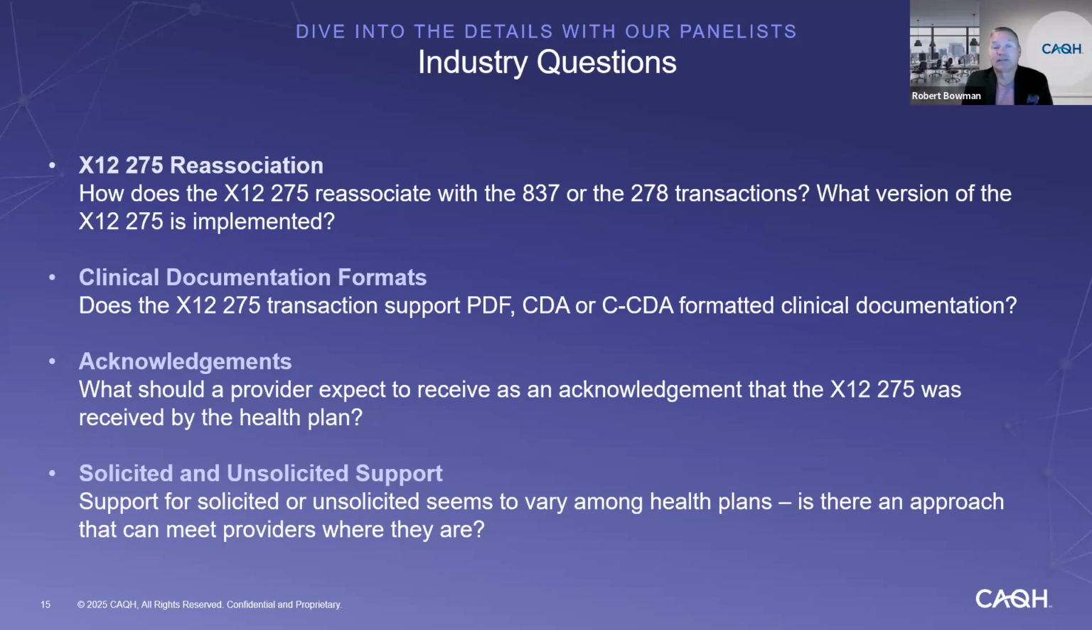Maybe moving on to acknowledgements. A provider sends in an X12-275. What should they receive from the health plan? How do they know it's not being dropped off in a black box? Well, for us, right away, we send back a 999. And if there's any issue within the transaction, we will point out exactly where the issue was with the 275 that they submitted us, so they can get it fixed, correct it, and send it back in.